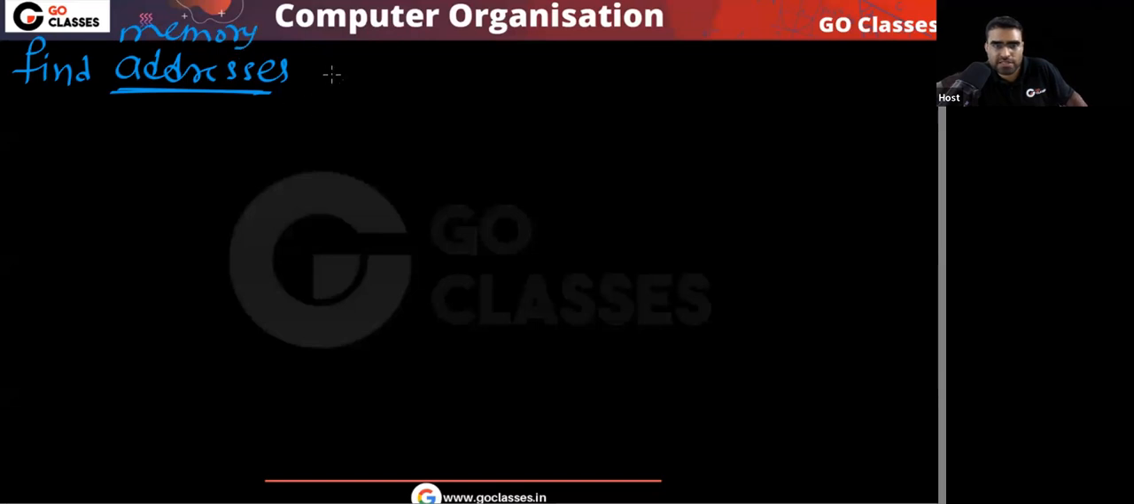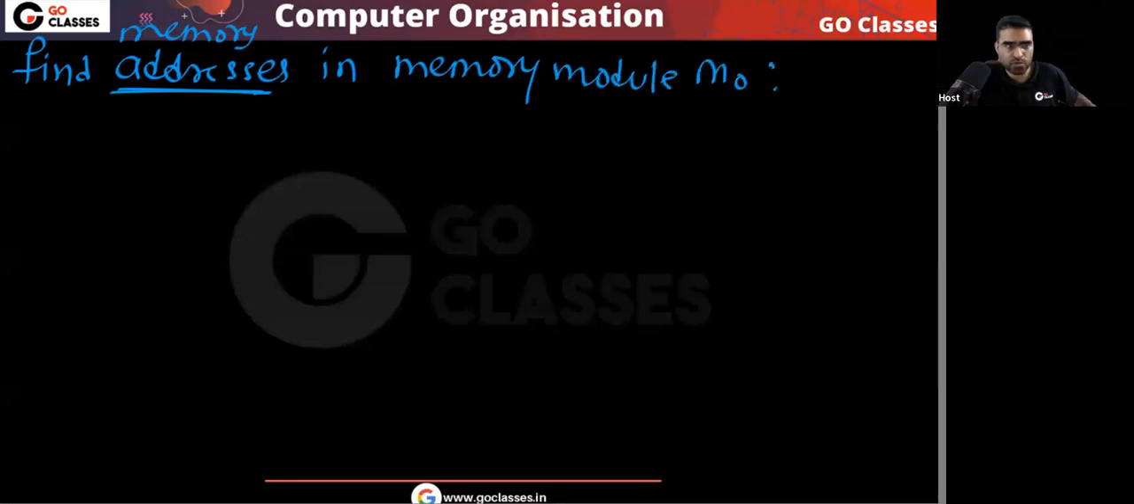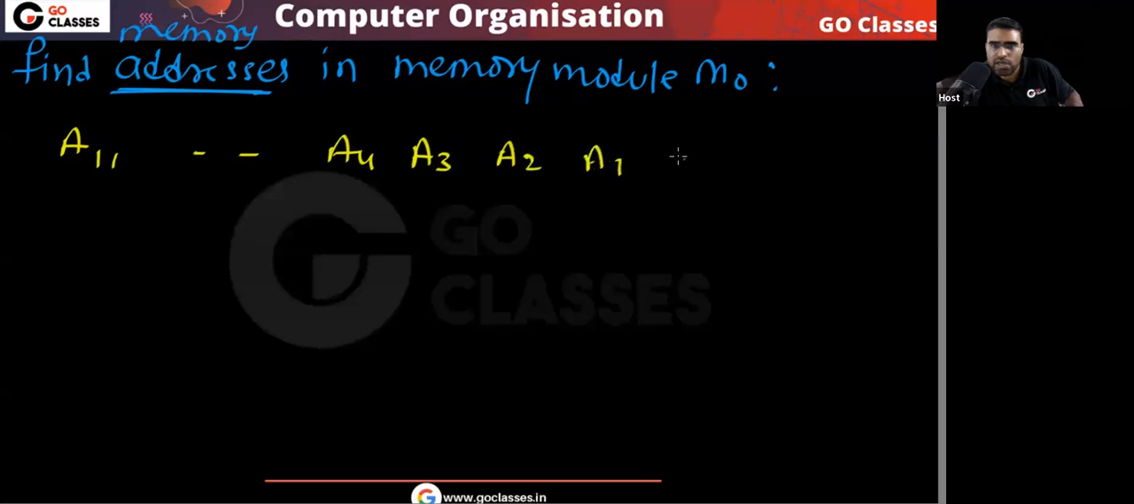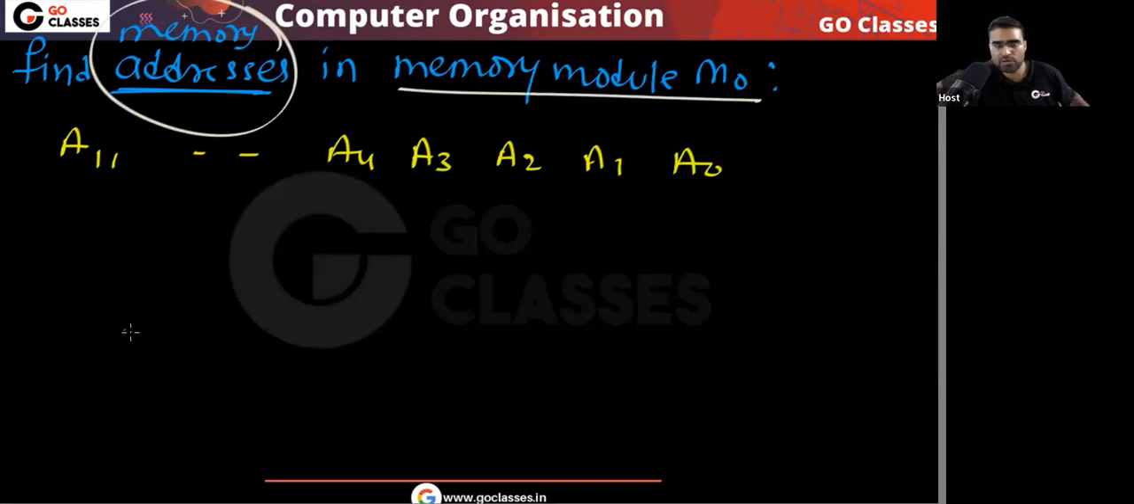Find all memory addresses in memory module M0. So what will you do? If you want to do this, what you will do is very simple. These are your address bits from A11 and so on, A4, then A3, A2, A1, A0. If the question asks you all the memory addresses in memory module M0, then what will you do?